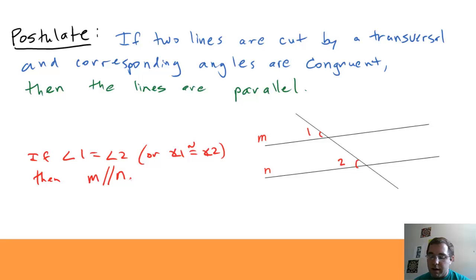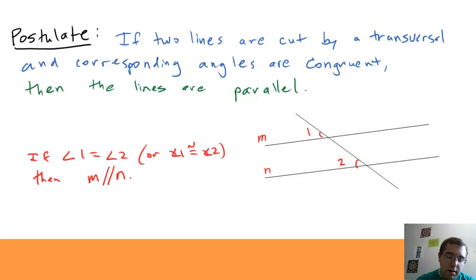So if just that one pair of corresponding angles are congruent, then those two lines are parallel, and all of the other pairs of corresponding angles would then have to be congruent. So I don't need to show that all 4 pairs of corresponding angles are congruent. All I need to show is that one pair is congruent. Then I know that the lines are parallel.